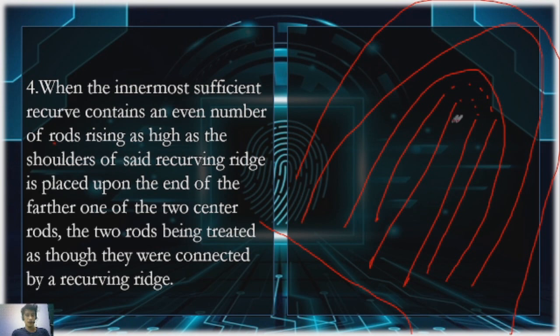Okay, and with that, we are going to choose on the rule. It says here the core is placed upon the end of the farther one of the 2 center rods. Or in other words, the core is said to be located in here. Okay? So it's not the nearest one from the delta, but it should be the farther one from the delta. Again, going back to rule number 2. That is how we are going to have here rule number 2.